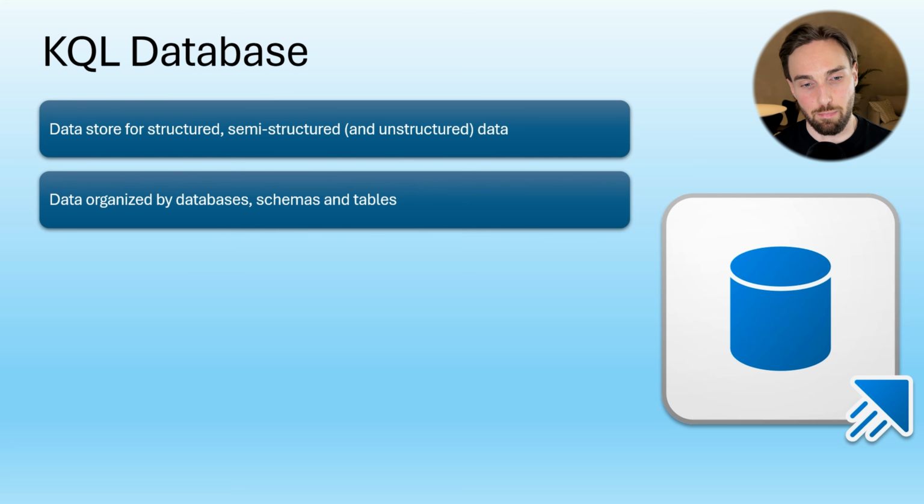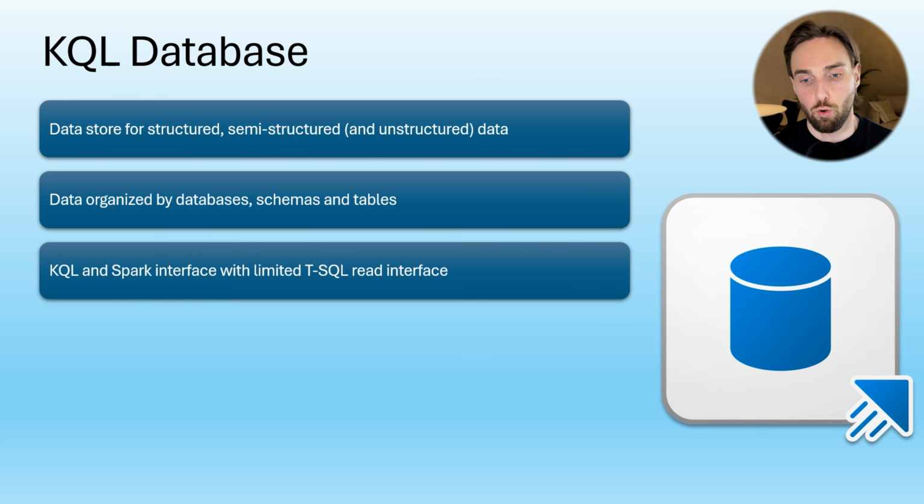Data in the KQL database is organized into schemas and tables, which reminds a lot of traditional databases. The main interface for using the data in the KQL database is KQL, which stands for Kusto Query Language, which is quite easy to learn and low-level query language and reminds a lot of SQL. It is also possible to interact with KQL database tables using Spark. On top of these two interfaces, there is also a very limited TSQL interface that is read-only and can be used for querying these KQL database tables using TSQL.